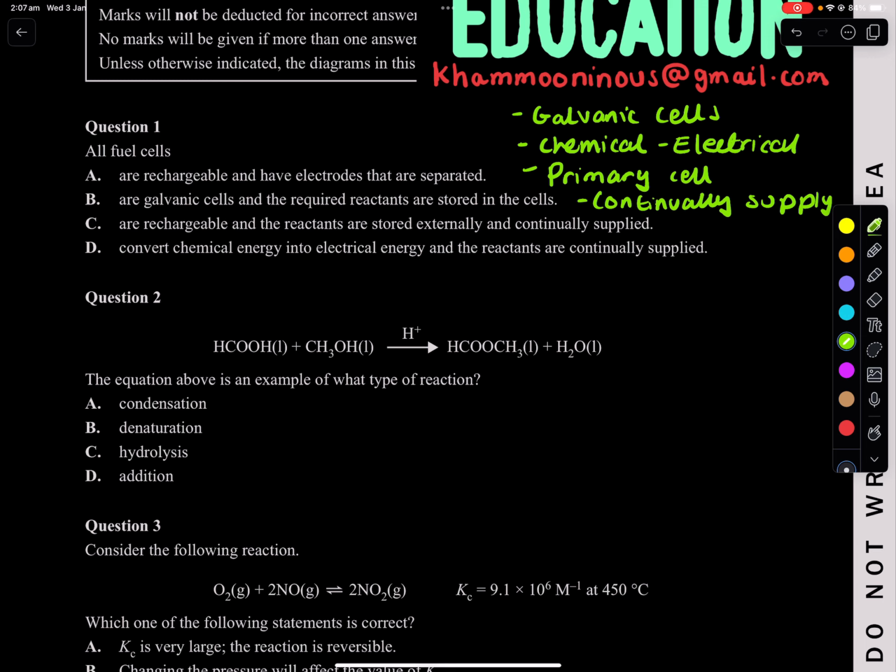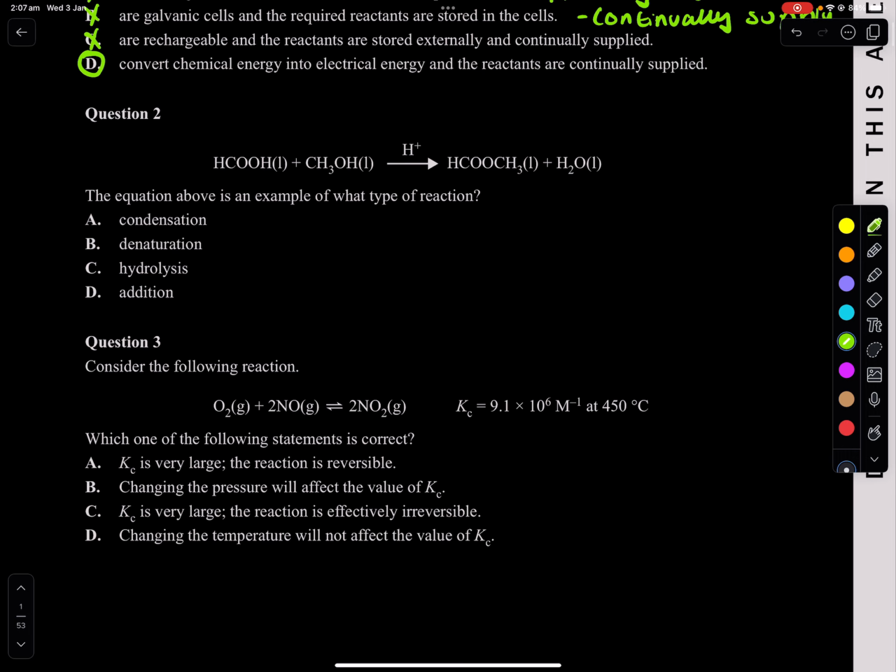Fuel cells are rechargeable? Absolutely not. We said that they are primary cells, which cannot be recharged. So we can get that wrong. Our galvanic cells, great. And the reactants are stored in the cell? No, the reactants are continually supplied. Convert chemical energy to electrical? Yes. And the reactants are continually supplied. Perfect. Choose 1D. Next question.